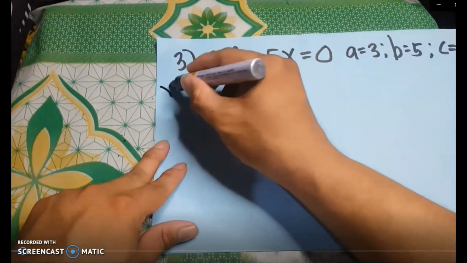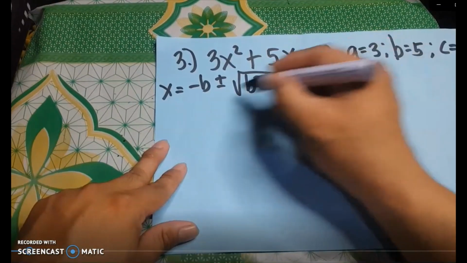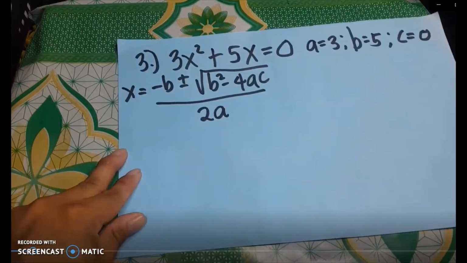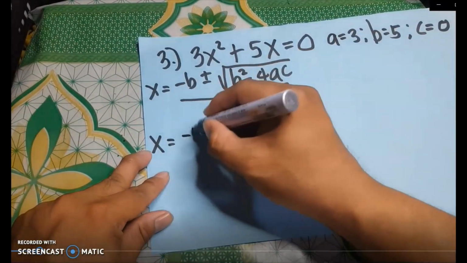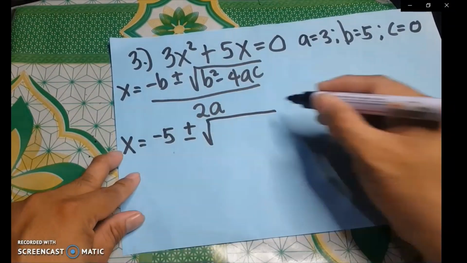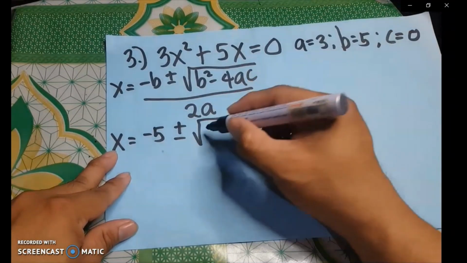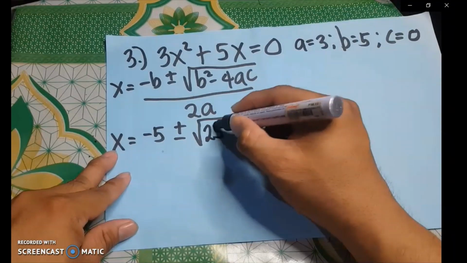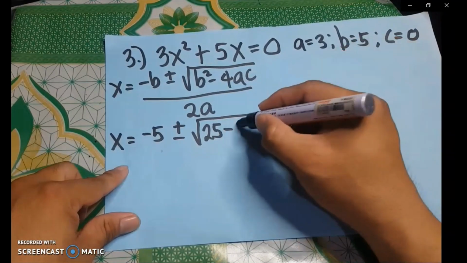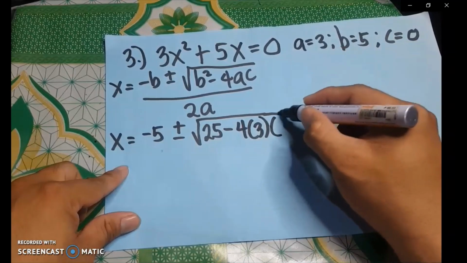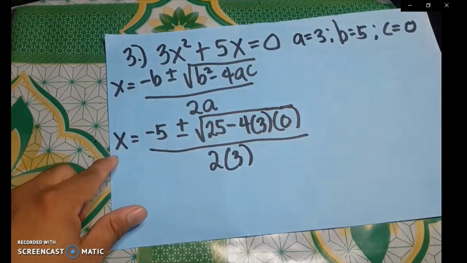Then again, using the quadratic formula, x is equal to negative b plus or minus the square root of b squared minus 4ac all over 2a, let's start substituting the values of a, b, and c. So we do have x is equal to negative b. Negative of 5, that would be negative 5 plus or minus the square root of b squared. We can already simplify that. B squared, that's 5 times 5, that would be 25. That's also to shorten our solution. Then minus 4 times 3 times c, which is 0, all over 2 times 3.